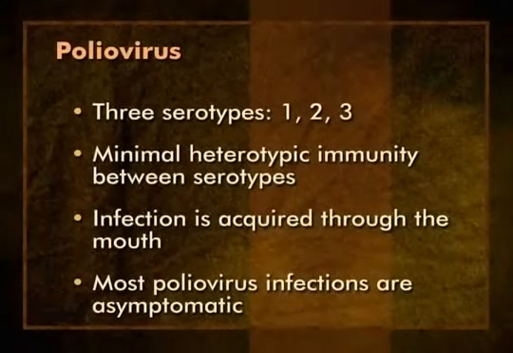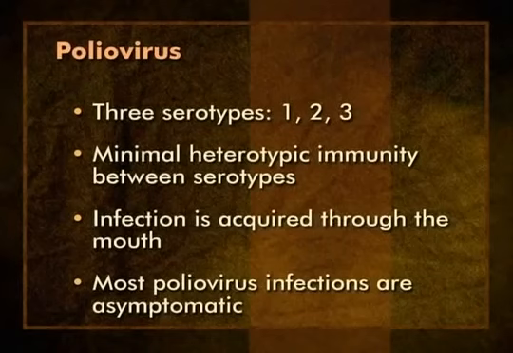Poliomyelitis is caused by an enterovirus. There are 3 distinct serotypes of poliovirus, 1, 2, and 3. There is minimal heterotypic immunity between serotypes, which means that the immunity to one serotype does not protect you very much from other serotypes. So that's why there are 3 viruses in the vaccine.